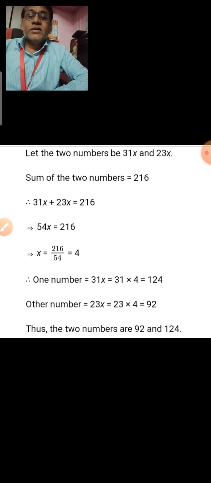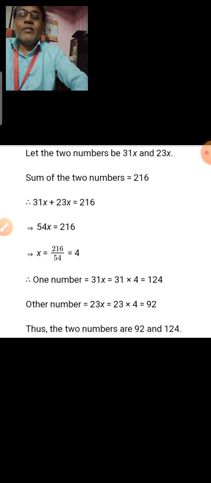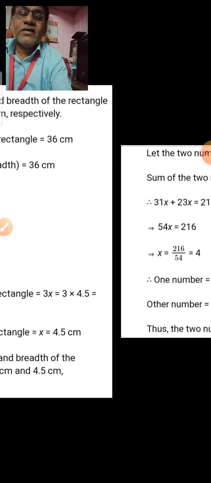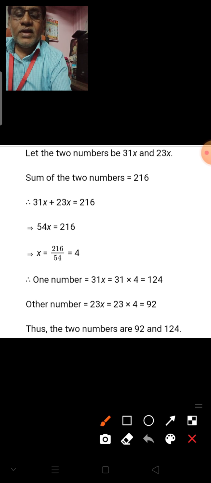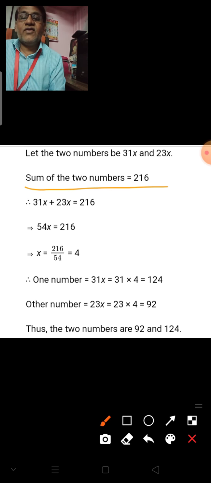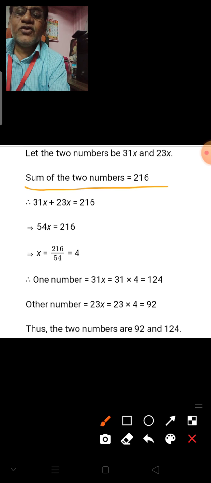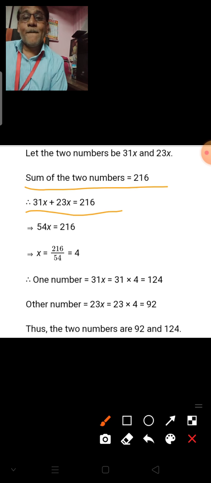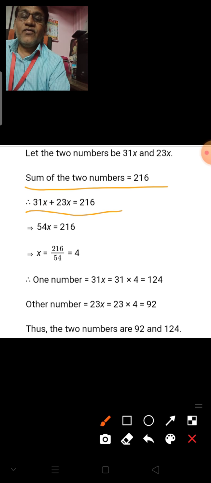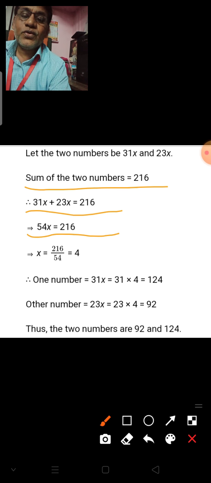Okay, now how to find out the numbers here? Let the two numbers be 31x and 23x. The sum of the two numbers is 216, right? So here the sum of the numbers is 216. Therefore 31x plus 23x is equal to 216. So 31 plus 23, it is 54x. 54x is equal to 216.